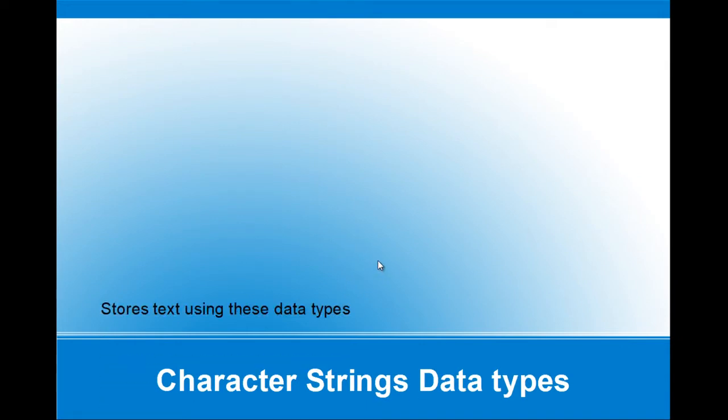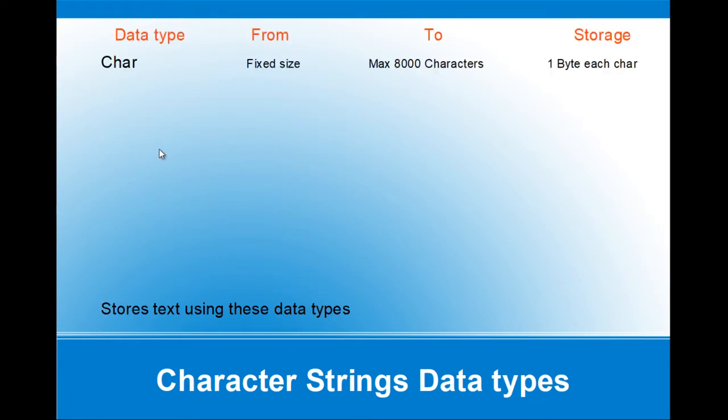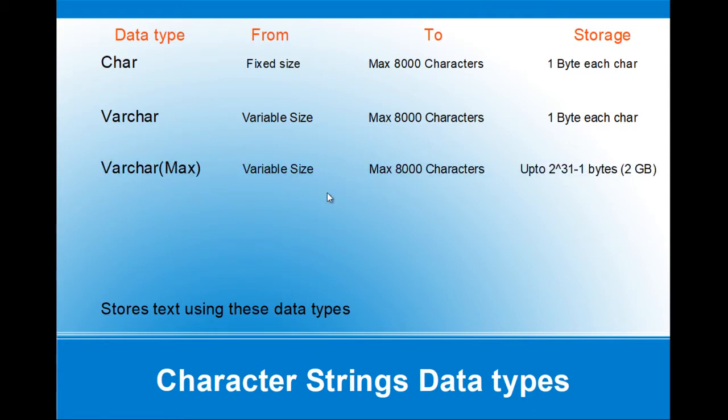That means in this we want to store the data in text format. The first one is the character, which is of fixed size, so it takes 1 byte each. If you are defining char 5, it takes 5 bytes by default. The next one is varchar, which is variable data type. If you are using varchar 5 and if you are storing only value 1, it takes only 1 byte. Then the varchar max, which takes a variable size, which can be up to max 8000 characters, and which can store up to 2 GB of data in a single column.